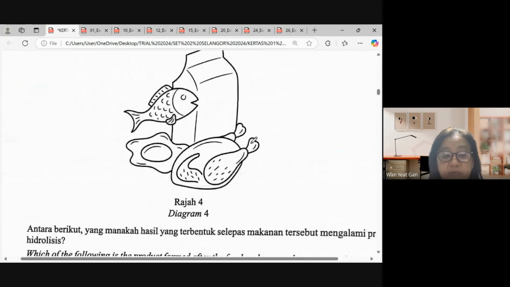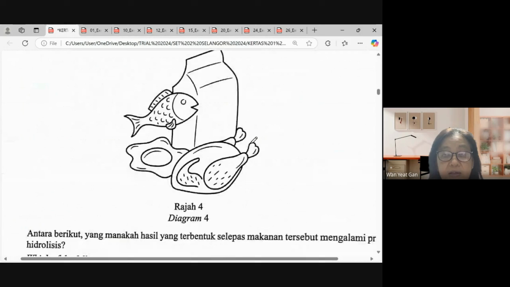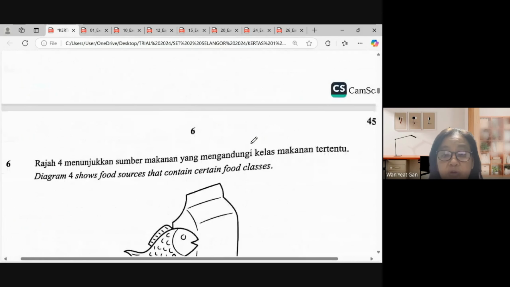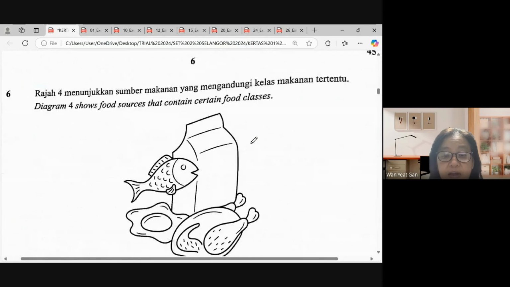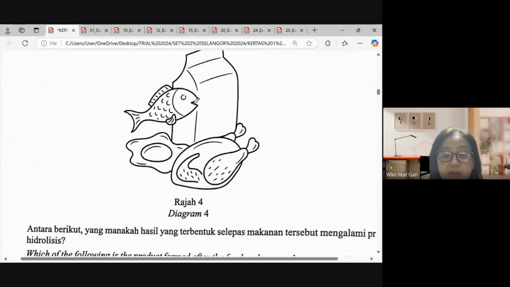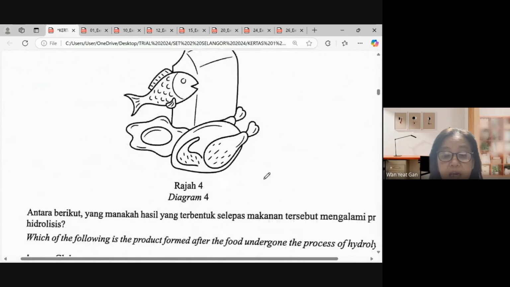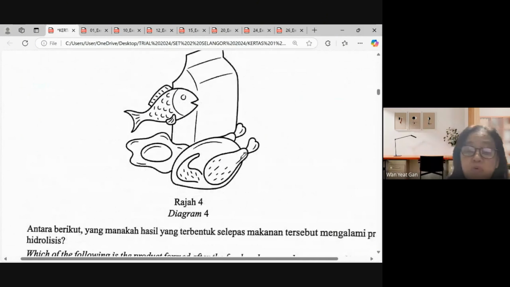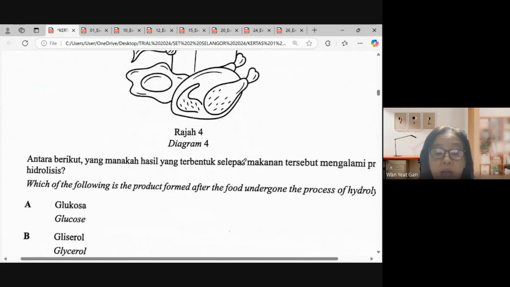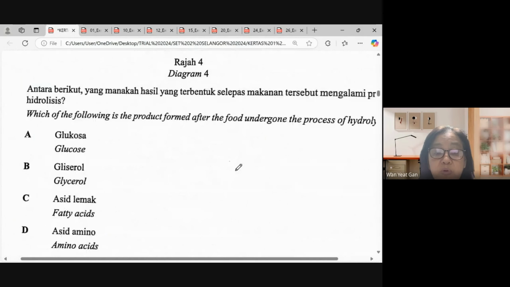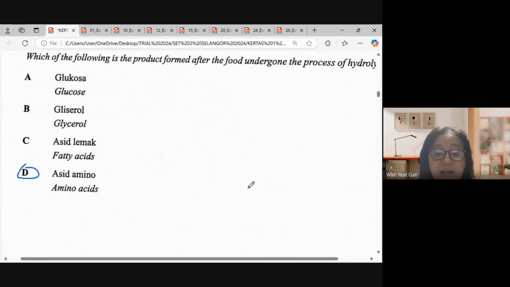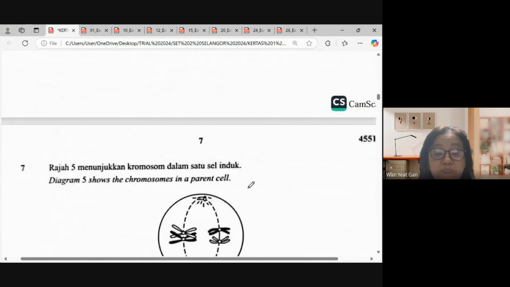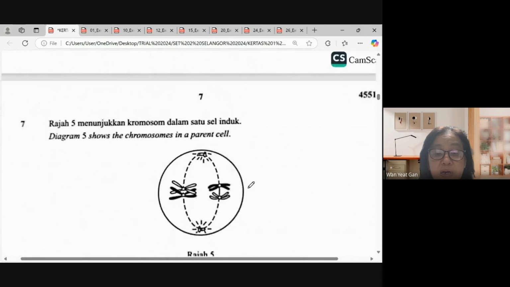Question 6. Diagram 4 shows food sources that contain certain classes. Okay, so you can see this is chicken, fish, milk, and egg. Which of the following products is formed after the food undergoes the process of hydrolysis? Now, the end product of protein is amino acids. D, answer.